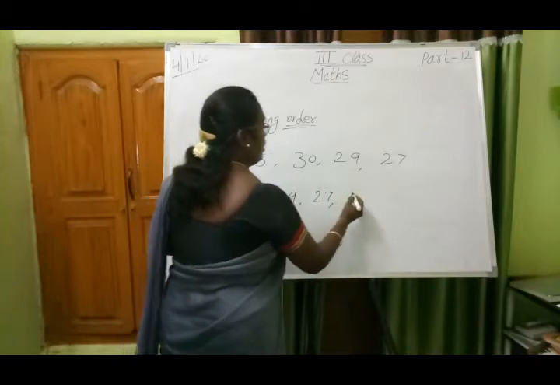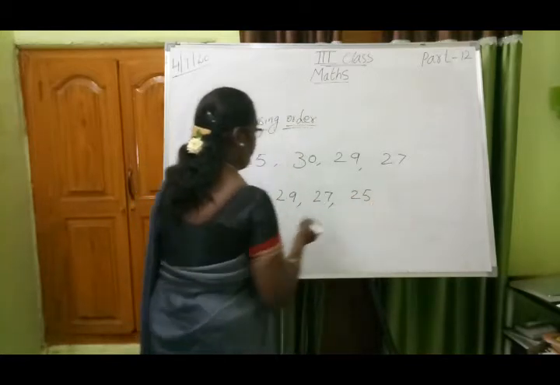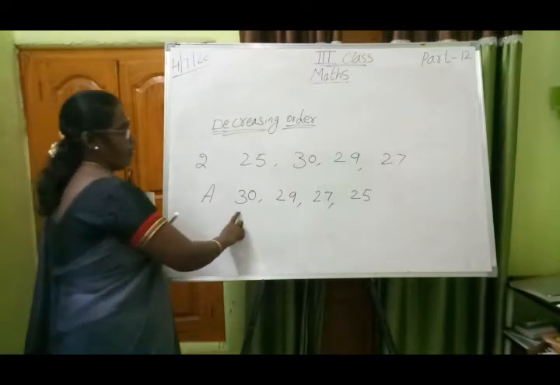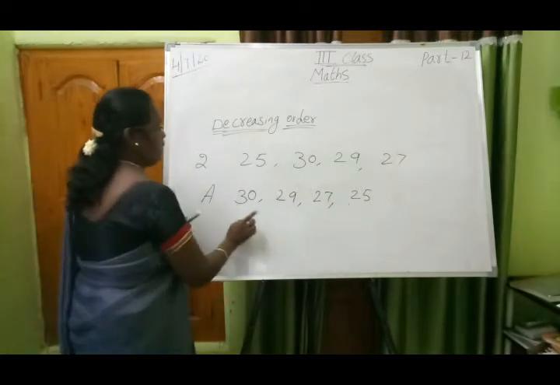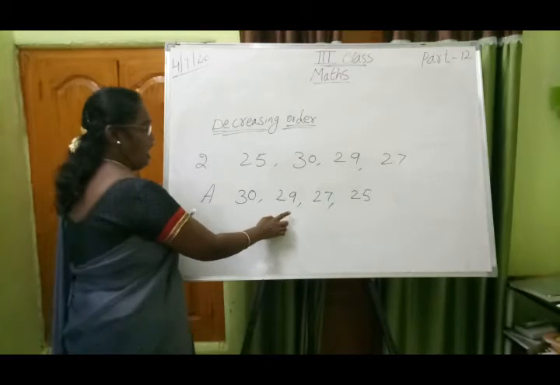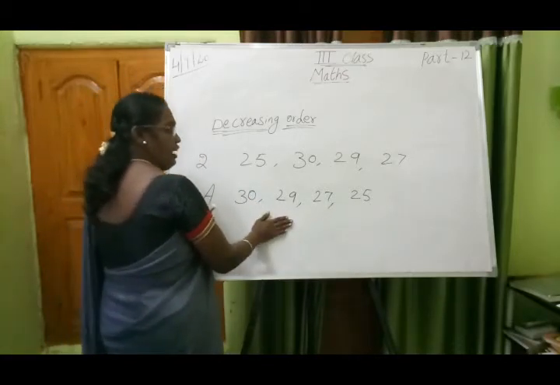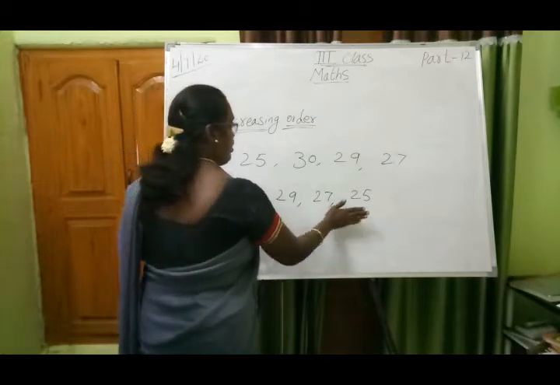27. After that, 25. Okay, children, now you understand this here? Big number to small number: 30, 29, 27, 25.